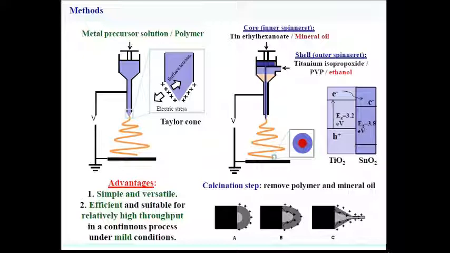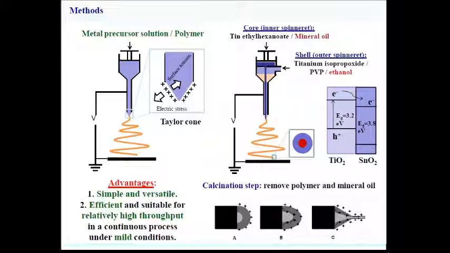When we subject this to electrospinning conditions, we can spin a core shell fiber, a tin oxide TiO2 construct, where upon calcination we remove the polymer and mineral oil. We have a metal oxide-based core shell material. This methodology is simple and versatile. It's efficient, relatively high throughput, and can occur under mild conditions. So we can spin as many fibers in as large quantities as we need and want.